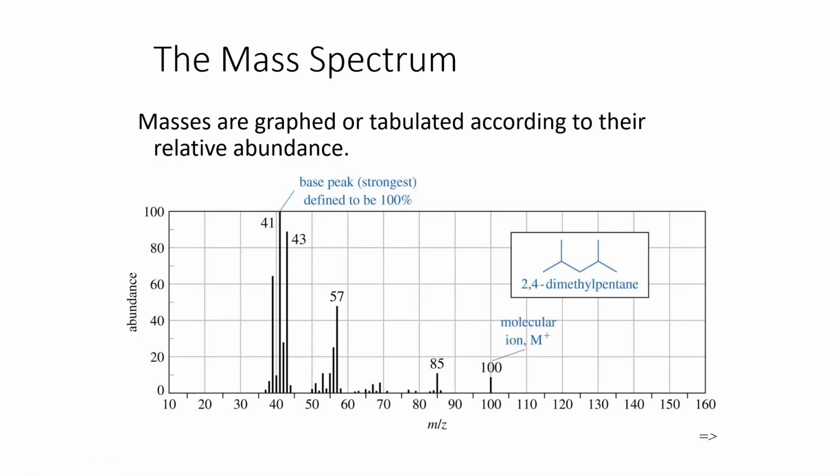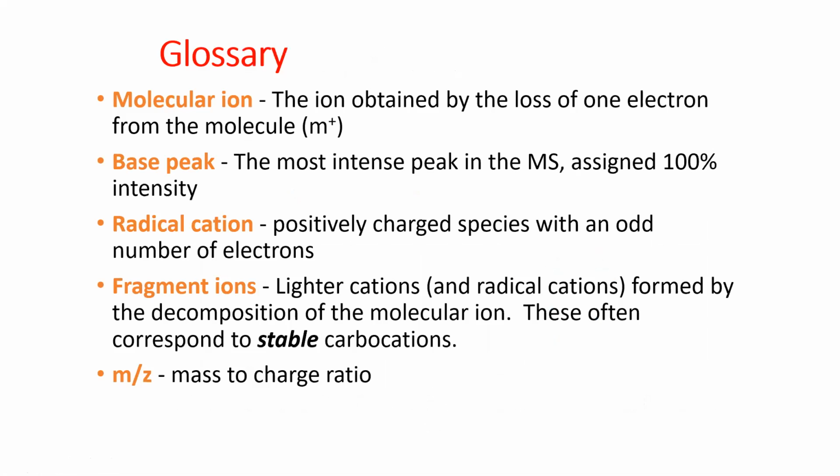And one thing you need to know is that the base peak is usually the peak of the most stable ion. So some of these are the words that you will always come across in the course of this lecture. The molecular ion is the ion obtained by the loss of one electron from the molecule, and is usually put as a radical cation. Then you have the base peak, which is the most intense peak in the mass spec, assigned 100% intensity.